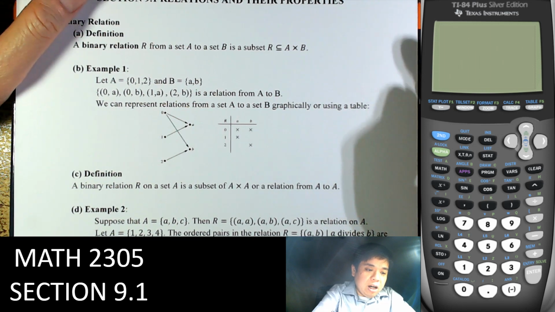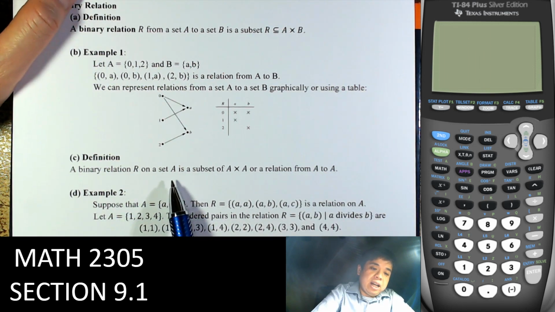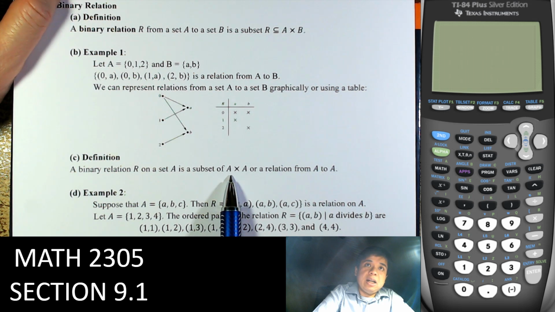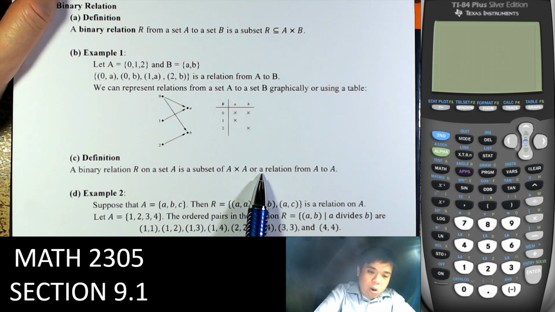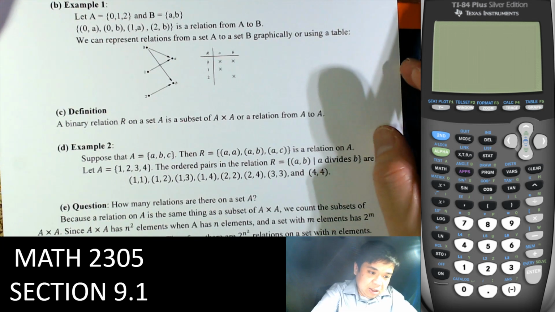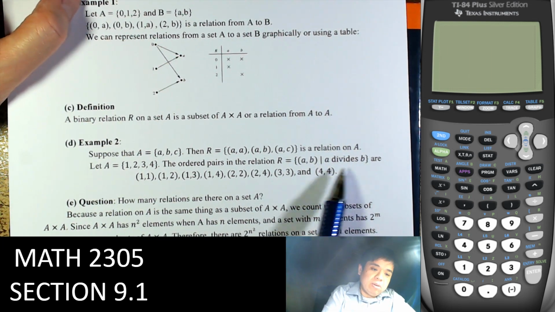Right, so a binary relation on the set A is a subset of the Cartesian product of A and A, or a relation from A to A. Here is another example.